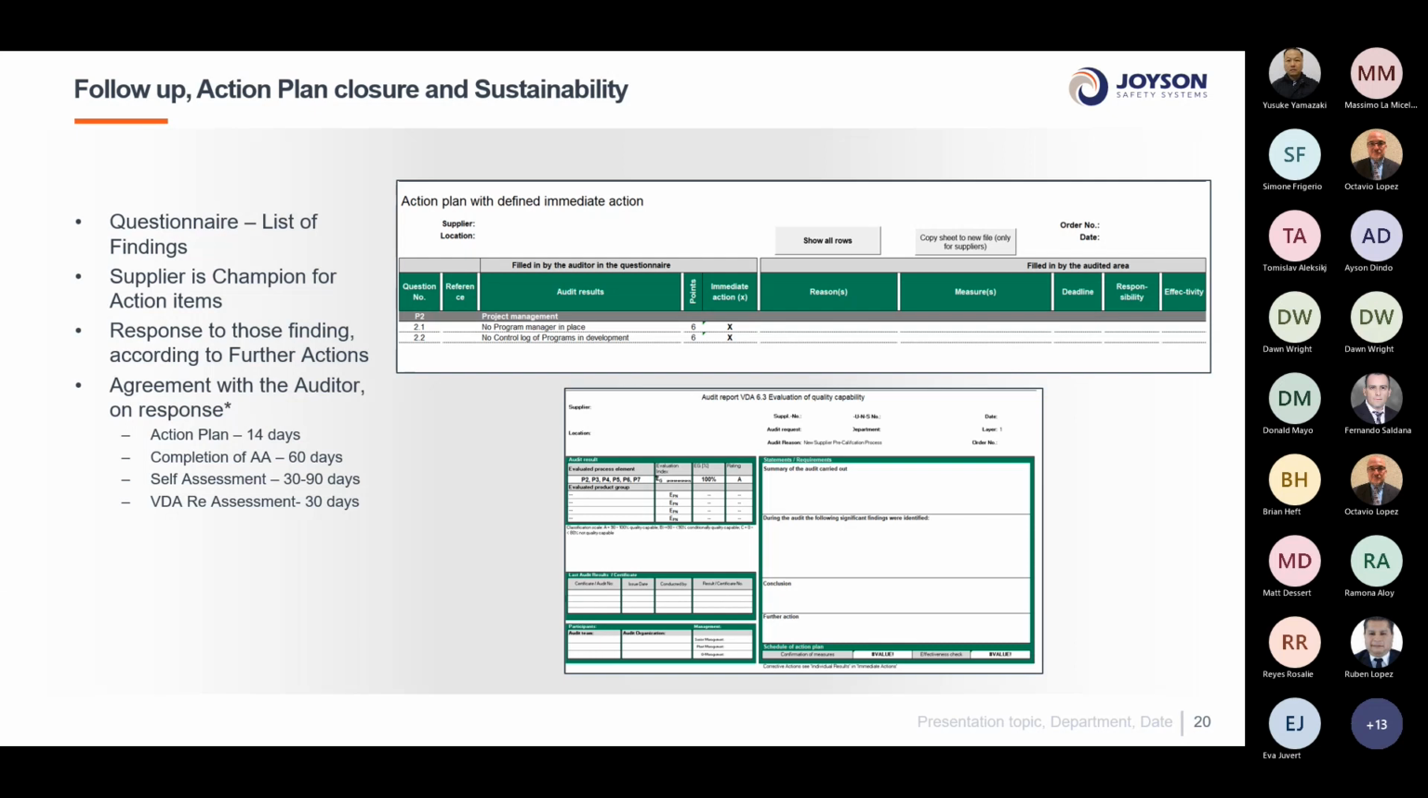So we need to give the supplier 14 days for the wish list, for the action item plan. We need to give 60 days for implementation, and we need to give 30 to 90 days. It depends. If I'm giving 60 days for implementation, I will give an additional 30 days to evaluate that their own implementation is working. So for all the findings, they have to go and do a self-assessment of the VDA.